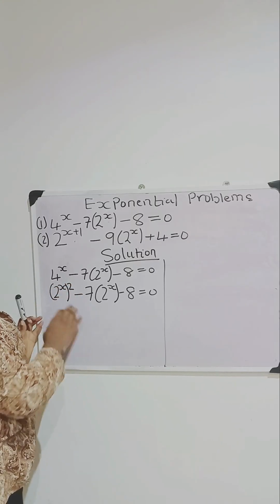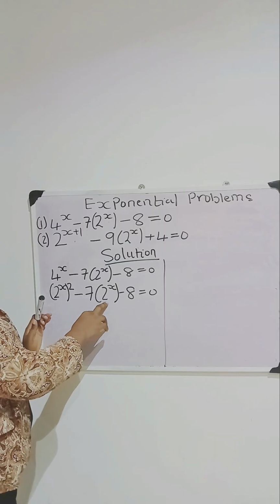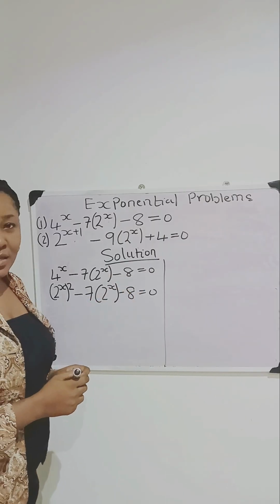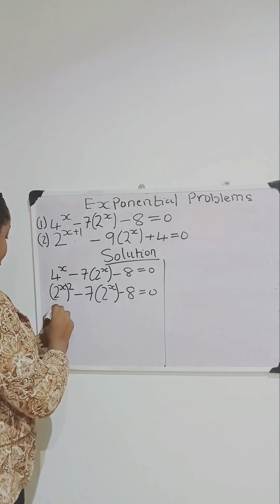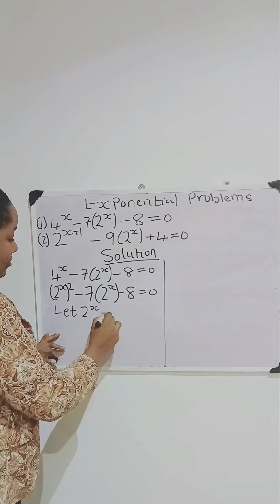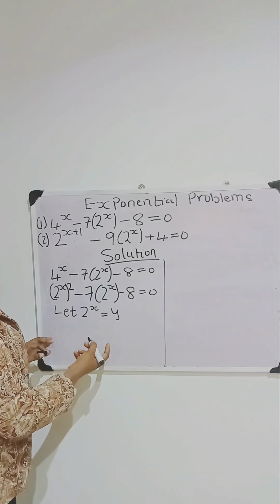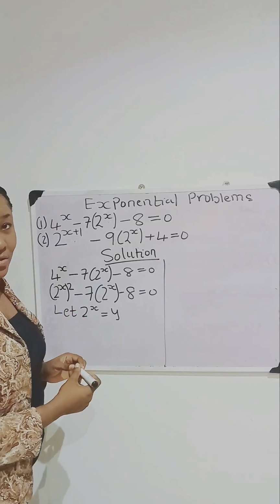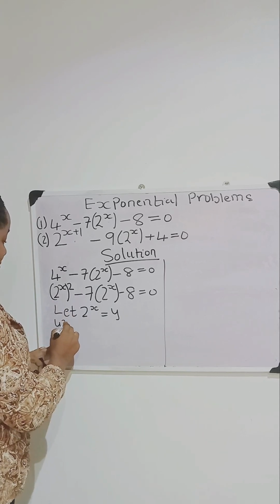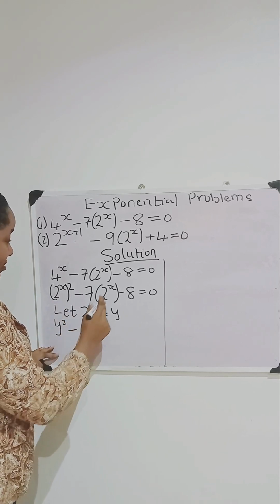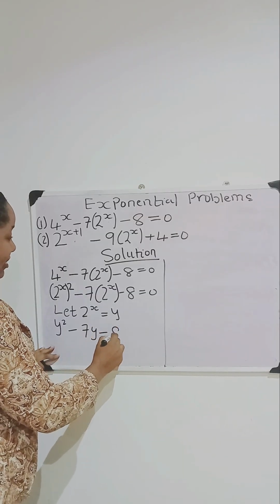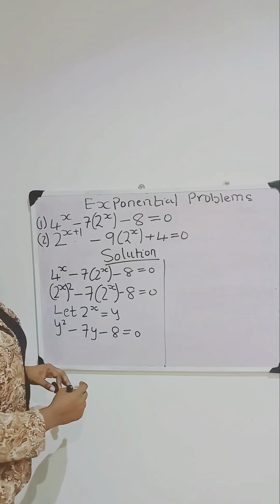So on that note, you realize we have 2 raised to the power of x here and 2 raised to the power of x here. So there's nothing wrong with us saying let 2 raised to the power of x be equal to y. Having said that, wherever we see 2 raised to the power of x, we put y. So we have y raised to the power of 2 minus 7y minus 8 all equal to 0.